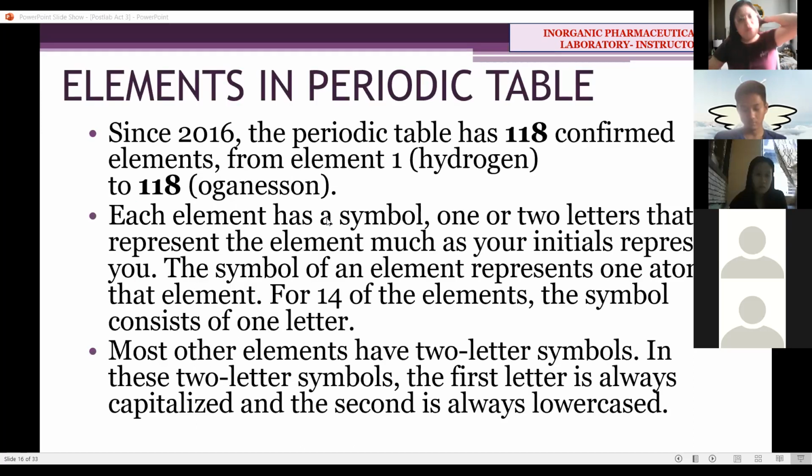Wala. So let us continue. Again, elements in the periodic table, we have 118 confirmed elements from the first element, which is hydrogen, and then the 118th element is the oganesson.